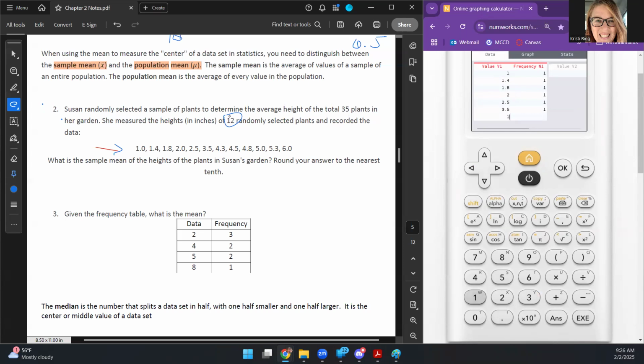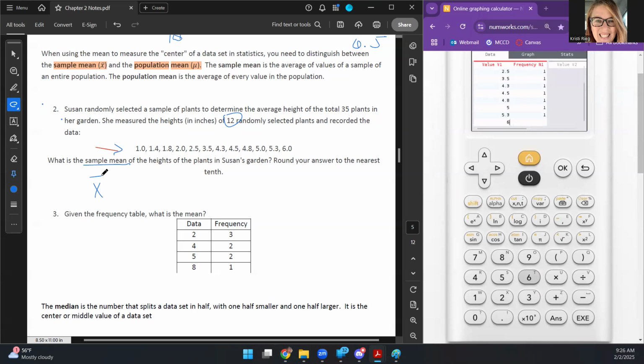4.3. Oh, I made a mistake, so I just hit this little delete button right here. 4.3, 4.5, 4.8, 5, 5.3, and 6. Okay, perfect. This is looking for the sample mean. So it is looking for X bar.